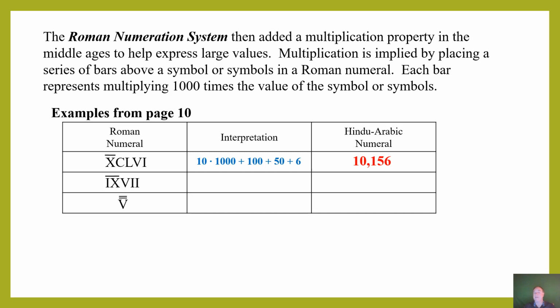Okay, IX, VII. Well, the IX is 9. Times 1,000 would be 9,000 plus 7. So this would be 9 times 1,000 plus 7, 9,007. Now, V with 2 lines above it. V is 5. So this is 5 times 1,000 times 1,000, which is 5 million. A lot of people did not see this if you did cover Roman numerals in your education. This is something unique that very few people get to see, the multiplication property of the Roman numeration system.